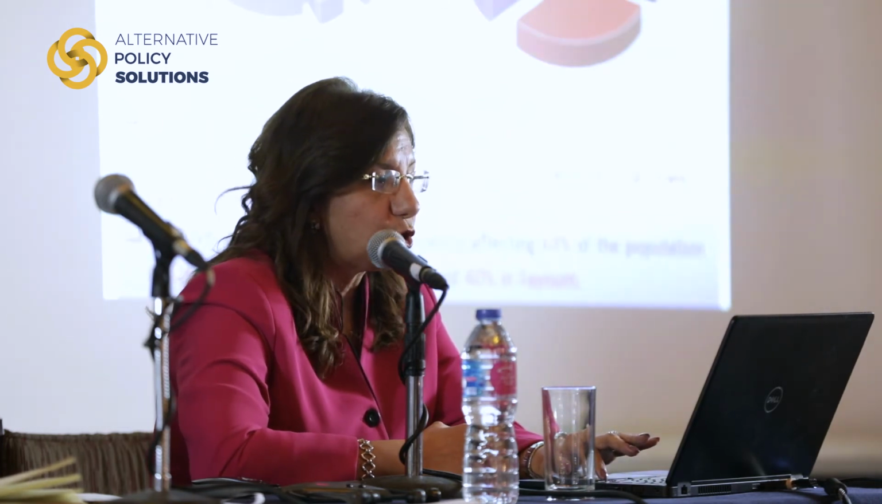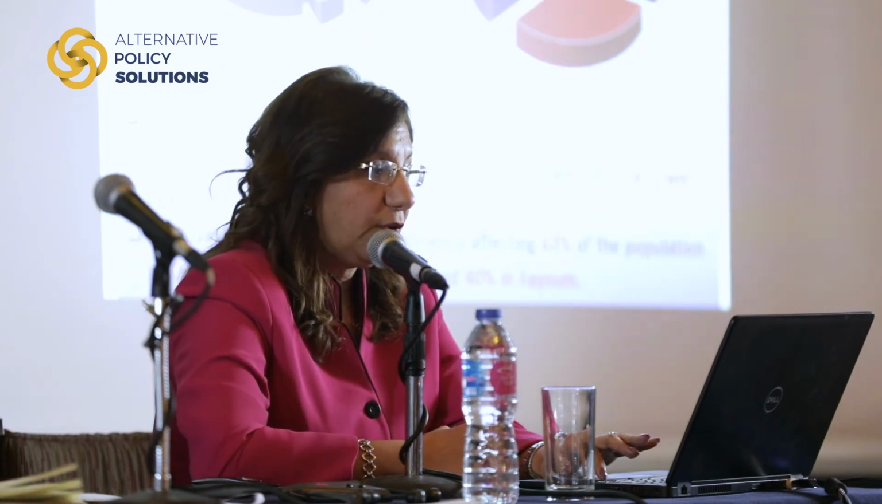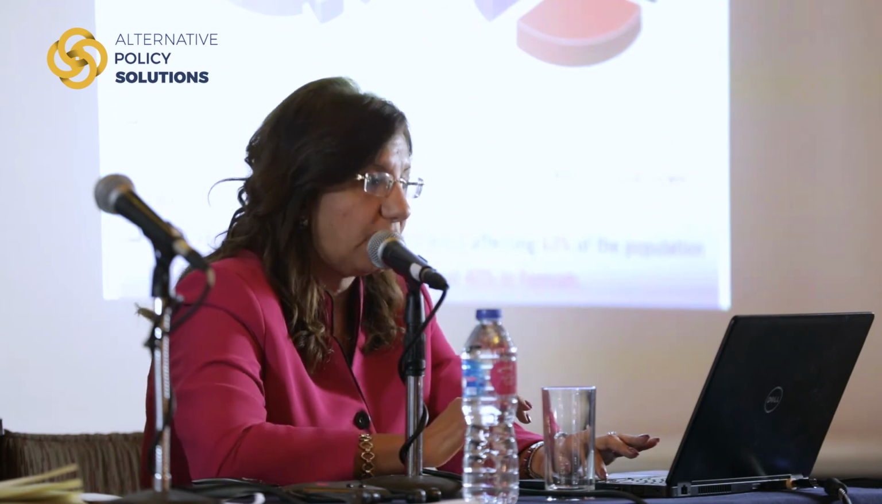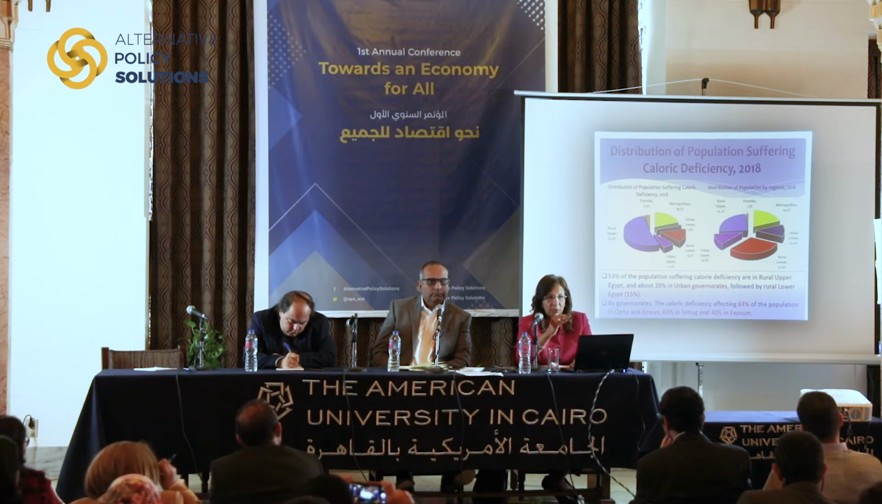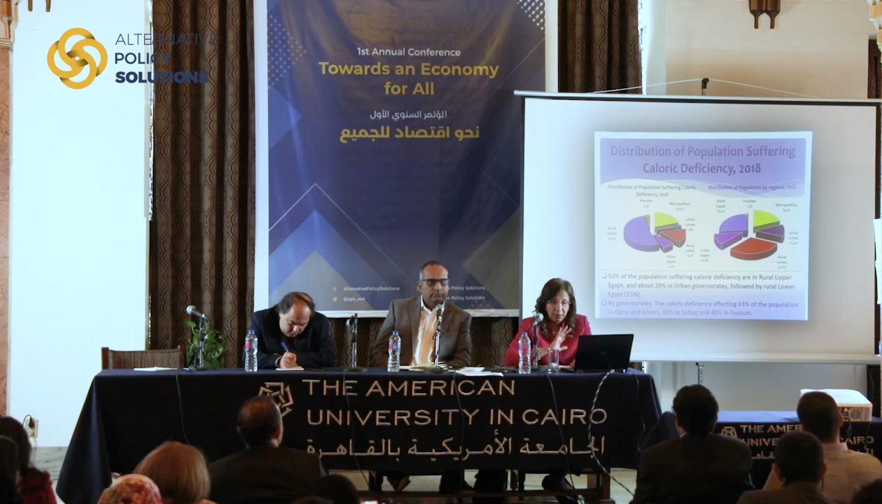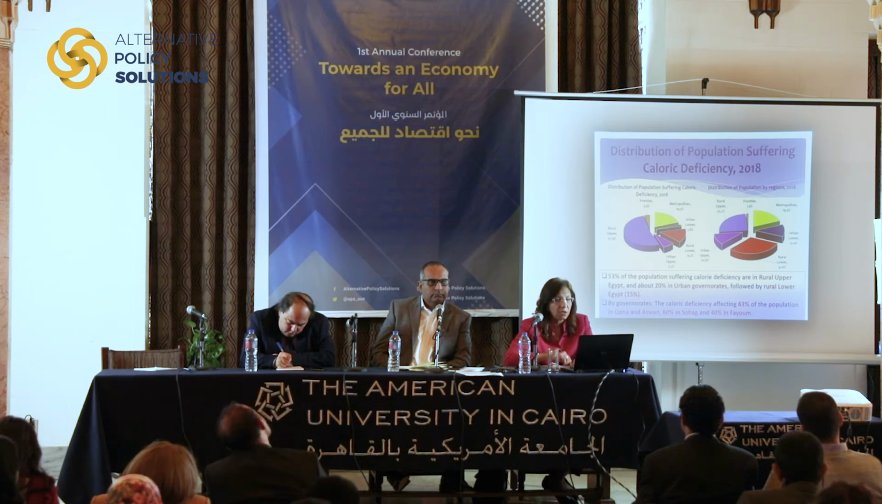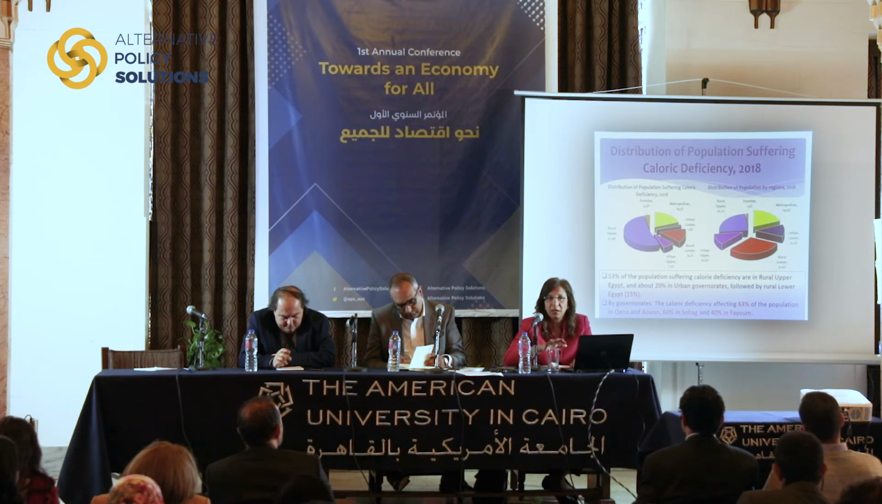If I'm talking about the distribution of the population suffering caloric deficiency around regions, we found that 53% of them are from rural Upper Egypt. That is, more than half of those who suffer from caloric deficiency are in rural Upper Egypt, and about 20% are in urban governorates, followed by rural Lower Egypt. By governorate, 63% of the population in Qena and Aswan suffer from caloric deficiency, 60% in Sohag and 40% in Fayoum. So there is a problem of food insecurity in those governorates.